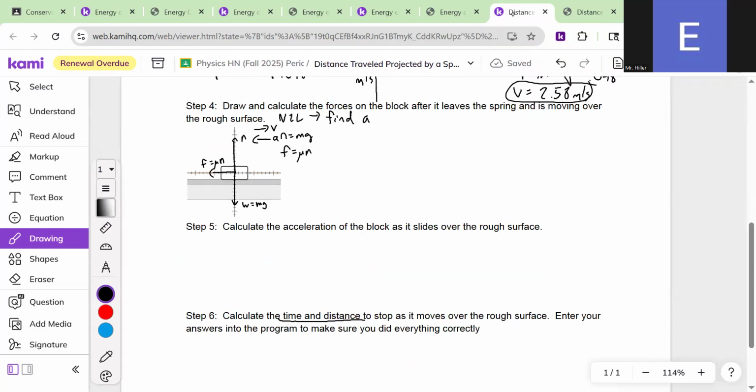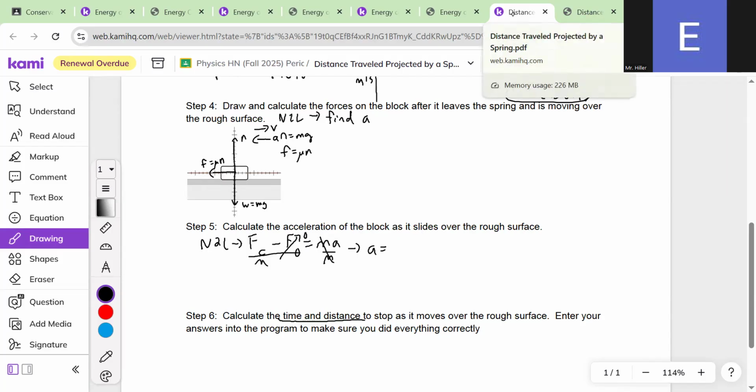Okay, so if I use my Newton's second law equation, it tells us causing force minus opposing force equals ma. Well, my causing force is friction. I do not have an opposing force because nothing is going opposite the acceleration. So I can cancel this, and I just divide by mass to solve for acceleration. So my causing force is mu times normal force, that's friction, divided by mass.